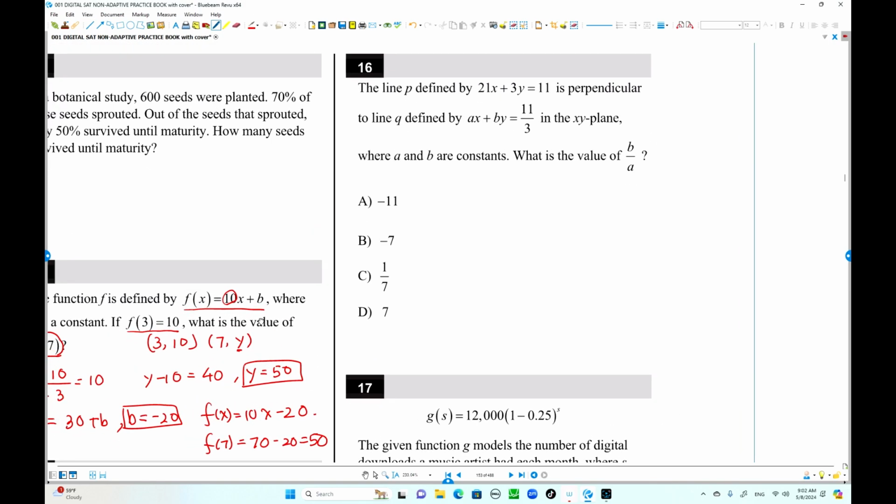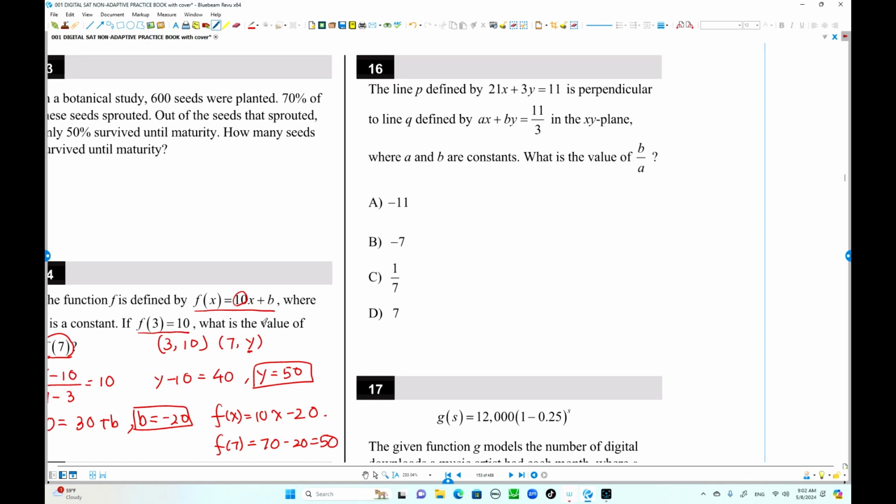Here is number 16. They are perpendicular, right? You know the perpendicular slope. They are negative reciprocals of each other. Okay, what's the slope of this one? Find the slope. 3y equals negative 21x plus 11. Divided by 3, y equals negative 7x plus 11 over 3. That's the slope over here.